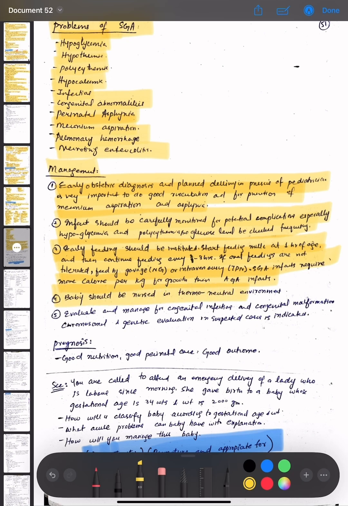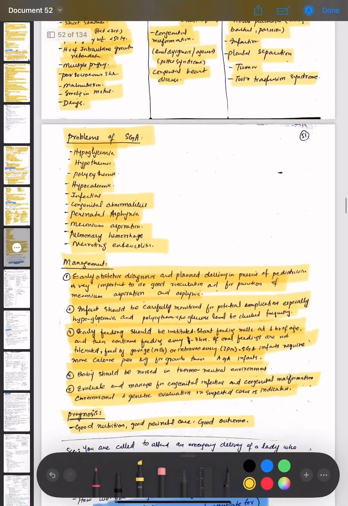Baby should be nursed in a thermoneutral environment, and evaluated and managed for congenital infections and congenital malformations. Chromosomal and genetic evaluation in suspected cases is indicated. The prognosis is good: with good nutrition and good parental care, the outcome is good.